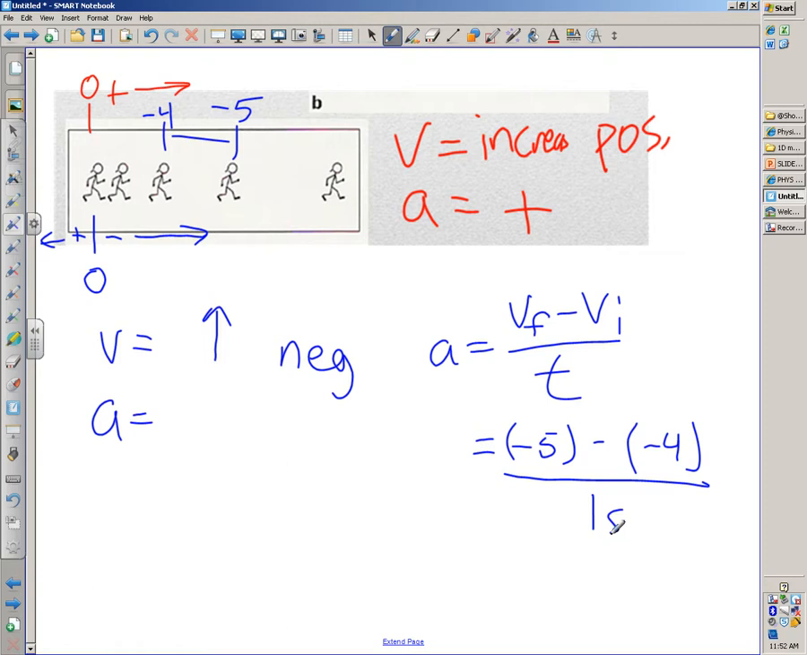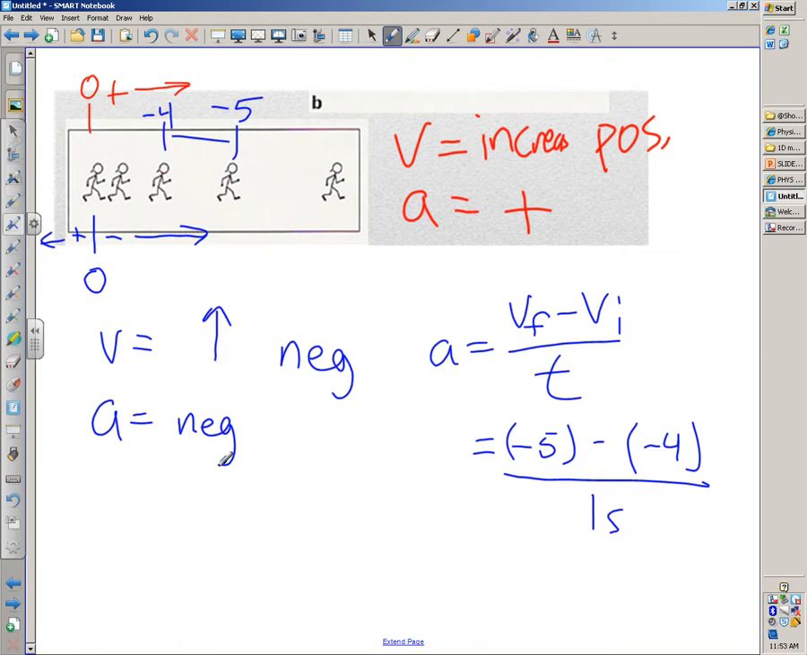If I do the math on the bottom here, -5 minus a -4. If I minus a negative number, what am I really doing? I'm adding, but I still end up with what down here? I still end up with negative 1. So my acceleration in this case is actually negative. Am I slowing down? Physically, I'm speeding up, even with a negative acceleration. But what can I say about my velocity here? It has what sign as well? It's negative as well. Okay?